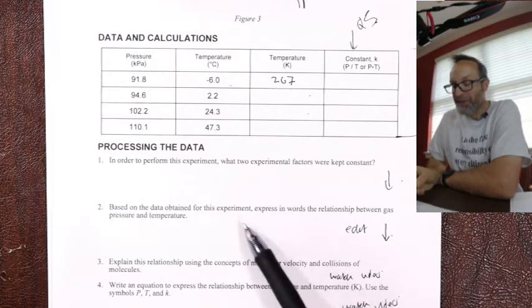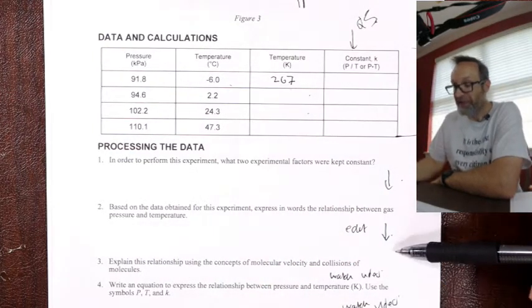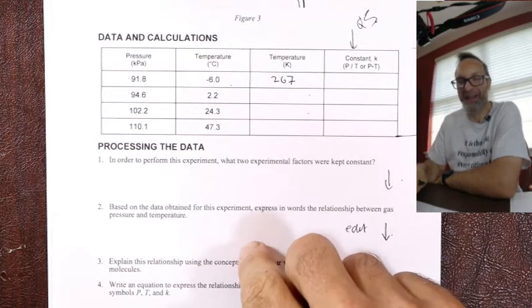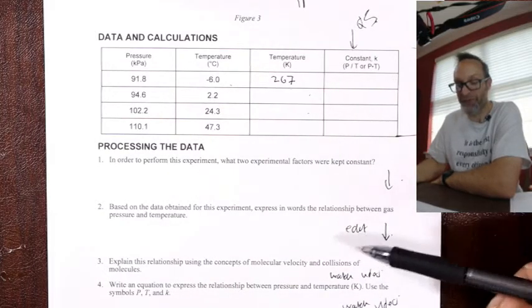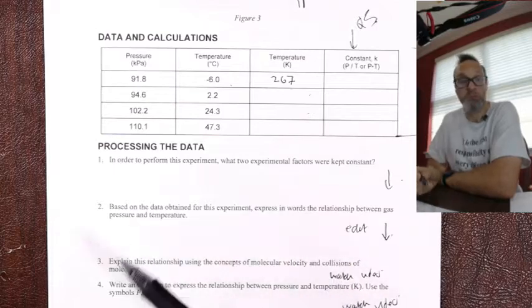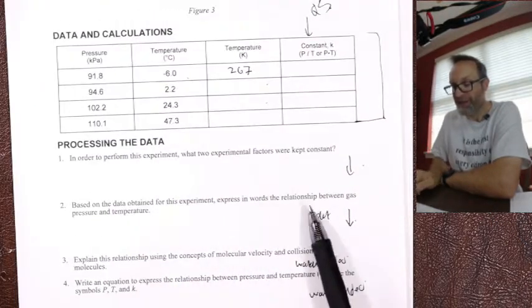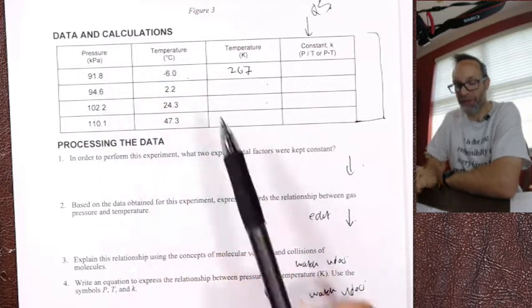Based on the data obtained for this experiment, in words, and feel free, this is a document, so feel free to insert your cursor here and hit return a few times. Make more space for yourself. You don't have to fill it all in this tiny gap. If you need more space, use more space. But in words, just express the relationship. What's the relationship between these two variables here?